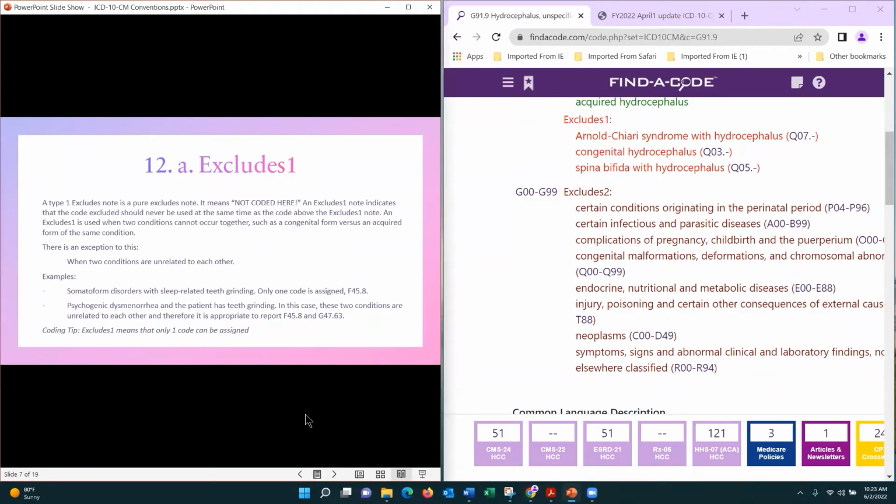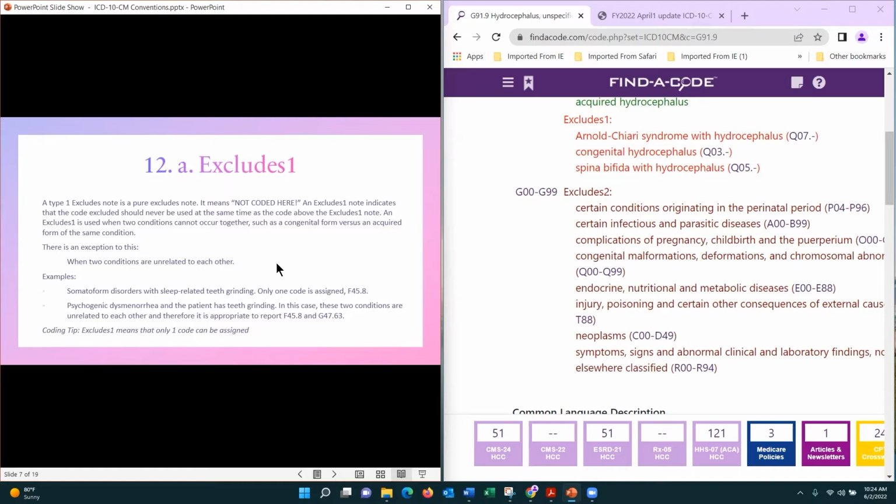Excludes one. I know that you know this, but it is so important, because what does it mean? It means that you can't code that code with the associated code that you've looked up. It's not appropriate. It's going to be kicked out. Your bill is going to be denied. So right off the bat, we want to pay attention to the excludes one notes.